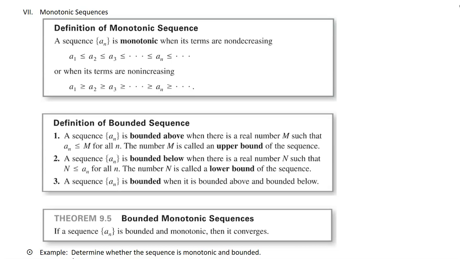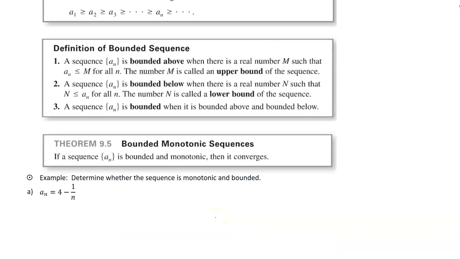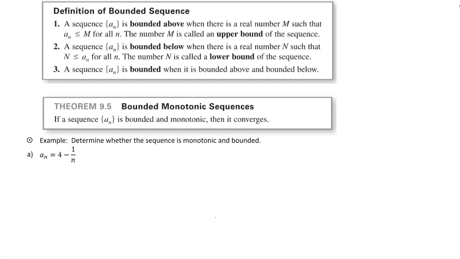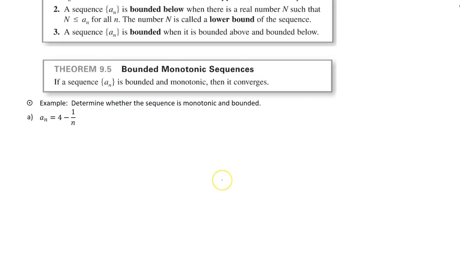And there are topics that you can go into about finding the least upper bound or the greatest lower bound and different things like that, but we're not really concerned about that at this point, just whether or not it's bounded at all. And if a sequence happens to be bounded and monotonic, then it converges. So that's a route you can take as well if you're not sure. So this sequence a sub n equals 4 minus 1 over n.